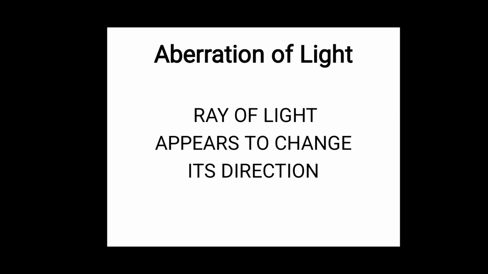In this presentation, I will share the definition and proof of aberration of light. Aberration of light means the direction of a ray of light appears to be different with respect to different inertial frames of reference having very high relative speed.